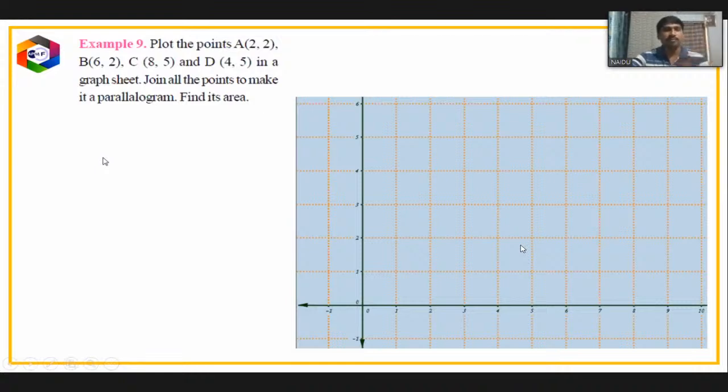Observe this, and let us see carefully how to do it. I am going to read the question. Plot the points A of 2, 2, B of 6, 4, C of 8, 5, and D of 4, 5 in the graph sheet. Join all the points to make it a parallelogram and find its area. There are 4 points given. First, we have to plot all these points, and after plotting, we have to join them. Now it forms a parallelogram.